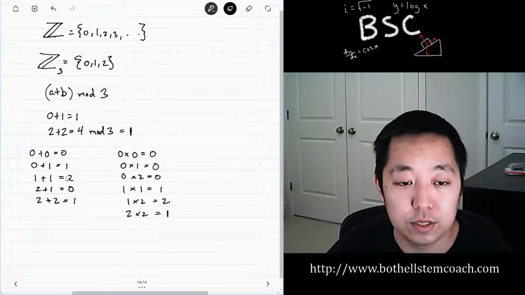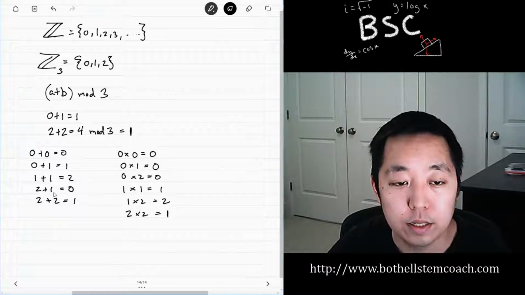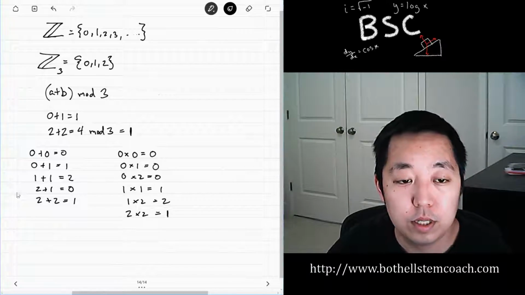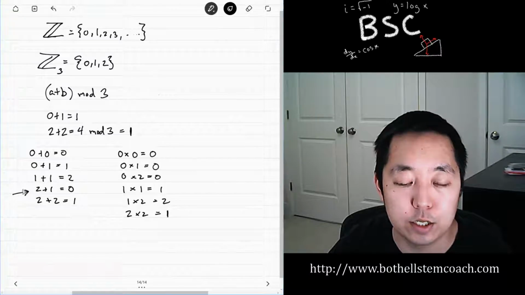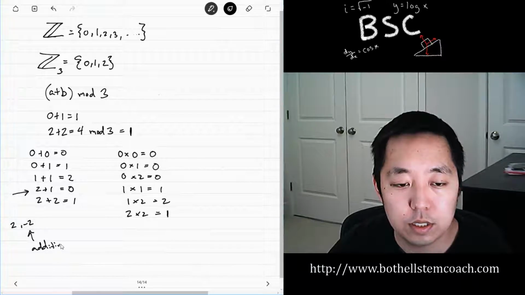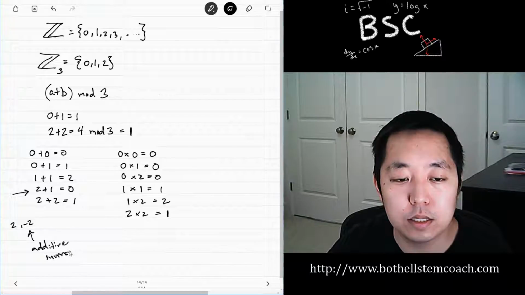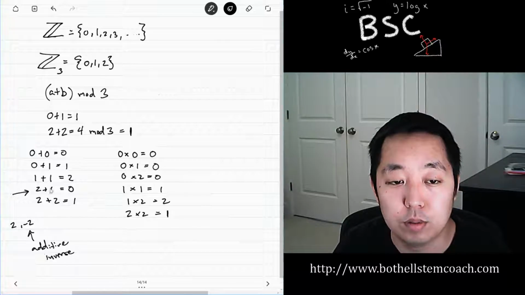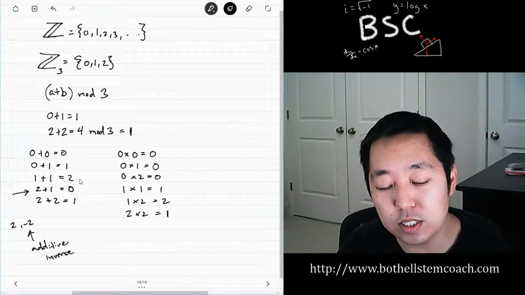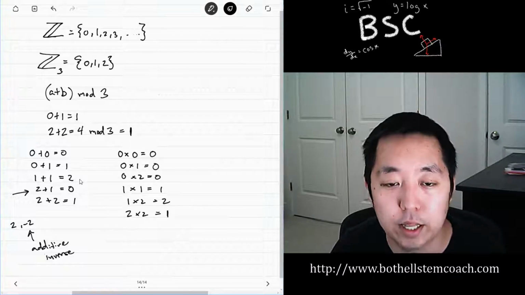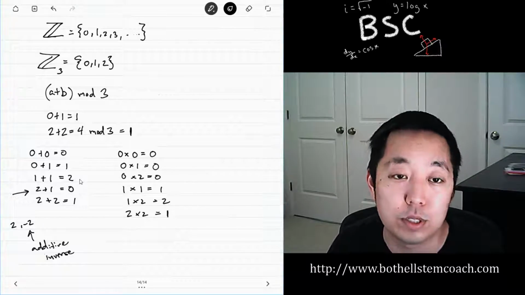The other thing is 2 and 1, when I add them together, I get 0. This happens in the integer space only when I have 2 and negative 2. We call these additive inverses. Additive inverse means that when I add them, I get 0. So 2 and 1 are additive inverses, because 1 plus 2 and 2 plus 1 result in 0. So this looks like an interesting number system. You'd be like, okay, so what? They have all the normal things that a normal number system would have.